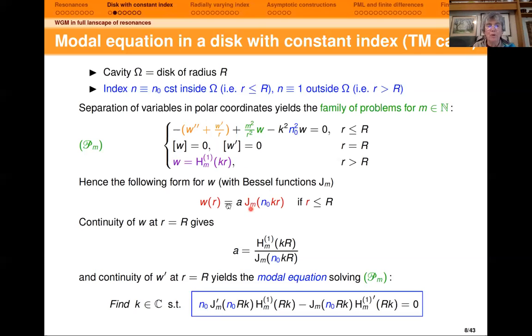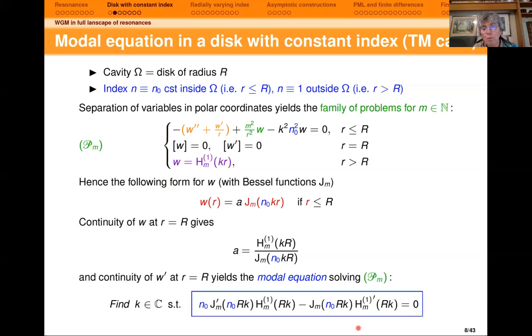The Bessel function will tend to 0 at 0. After that, you simply have to use continuity. With the continuity, you compute the coefficient of proportionality, and then you impose the second matching condition on the derivatives, and you find this equation where the ingredients are N0, of course, the Bessel function and its derivative, and the Hankel function and its derivative. The resonances that we are looking for are simply the complex roots of this equation.